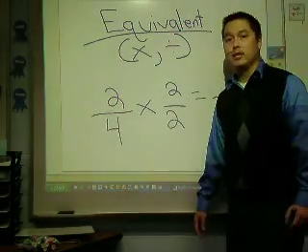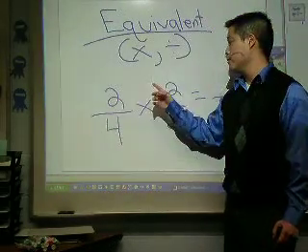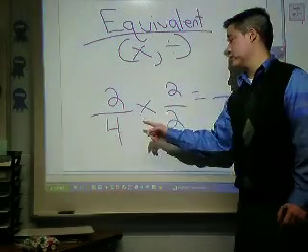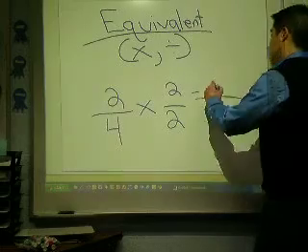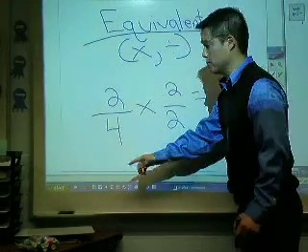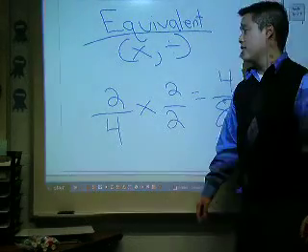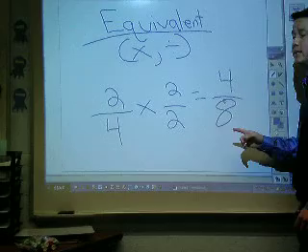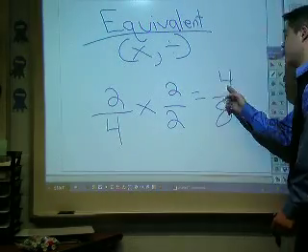Now, if I want to find an equivalent fraction to 2/4, I have to multiply the numerator by the numerator to get a new numerator, and the denominator by the denominator to get a new denominator. Let's multiply 2 times 2. Then let's multiply 4 times 2. I just said that eating 2 pieces of pizza out of 4 is the same thing as eating 4 pieces of pizza out of 8. I now know that 2/4 is equivalent to 4/8.